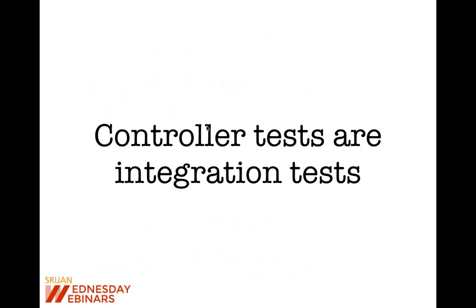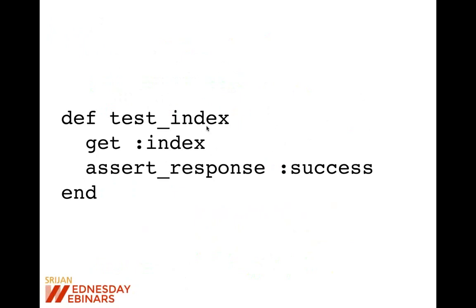The other thing related to controller tests is that they are now internally integration tests. Controller tests are actually replaced by integration tests. In previous Rails versions, this is a typical controller test to test the index action. We visit the index action using the get helper, and then we assert that the response was successful. But in Rails 5, if you generate a scaffold for, let's say, a post resource, then your test will look like this. Instead of the index action, now we have a posts URL.